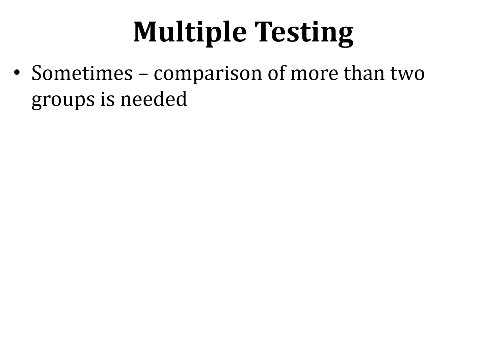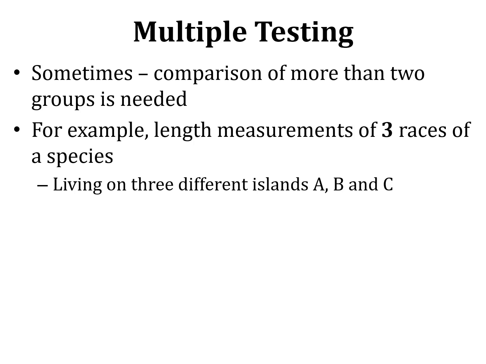Now, to understand the concept of ANOVA, we want to understand the concept of multiple testing, right? Sometimes we need to compare the values of more than 2 groups or samples. For example, the length measurements of 3 races of a species living on 3 different islands, A, B, and C. So we have race A, which is present on island A, race B, which inhabits island B, and race C, which is present on island C.